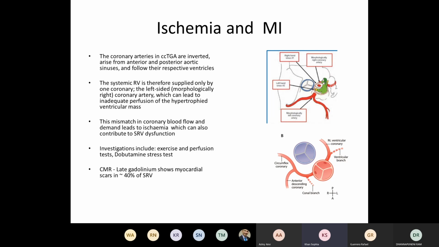I suppose that also contributes to areas of ischemia, which will mean the myocardium becomes a bit dyssynchronous, which is why resynchronization therapy can be helpful. So monitoring for that in adult patients is important, and ways to do that are an exercise test, a perfusion test or a dobutamine test, but there's also a big role for cardiac MR. Using late gadolinium studies you can see if the myocardium is becoming ischemic or even infarcted, and if there are scars, and that is seen in about 40% of systemic right ventricles in adult patients.